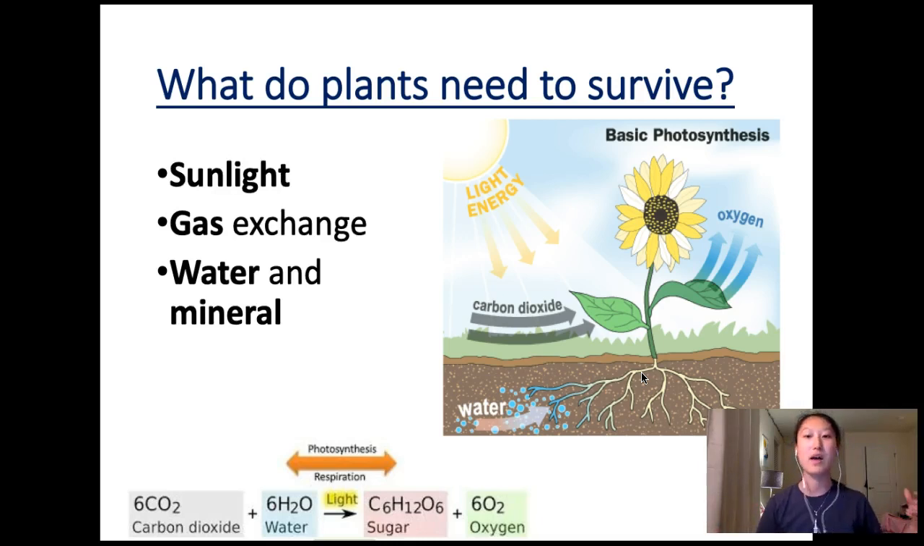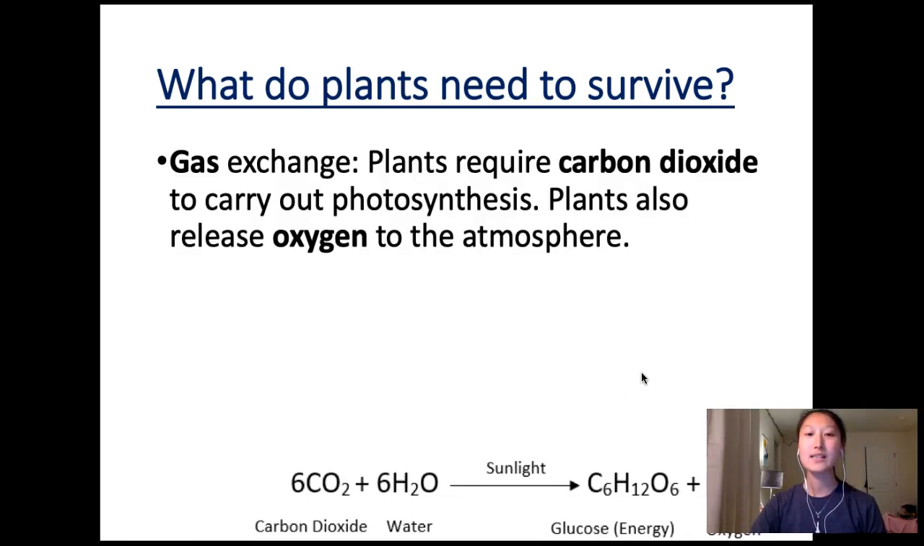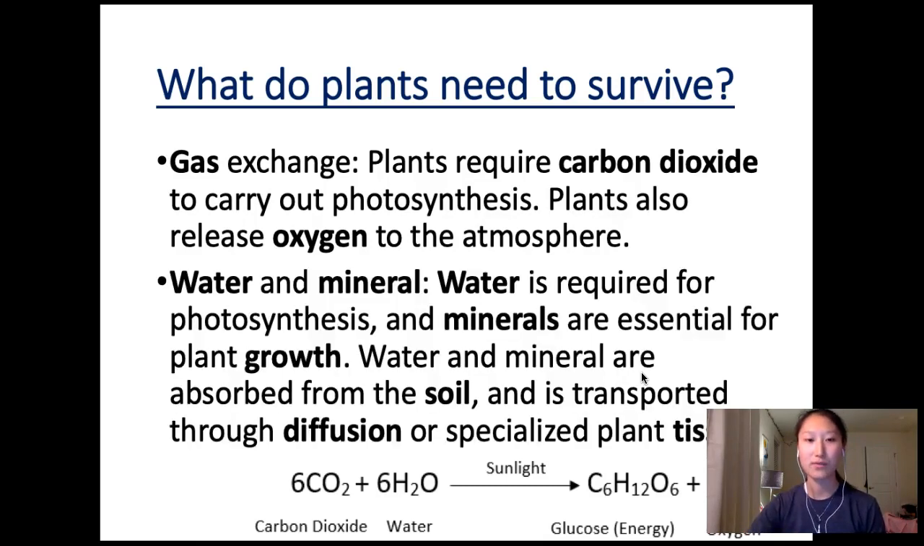Sunlight, gas exchange is talking about how carbon dioxide comes in and oxygen goes out during photosynthesis, and the opposite during cell respiration. And the last one is water and mineral. Usually the minerals are carried by water from the soil. Gas exchange, again, requires carbon dioxide to carry out photosynthesis. Plants also release oxygen to the atmosphere. This is for photosynthesis. And there's also water and mineral. Water is required for photosynthesis, and minerals are essential for plant growth, just like we need some nutrients for our growth. Water and mineral are absorbed from the soil and transported through diffusion or specialized plant tissues.